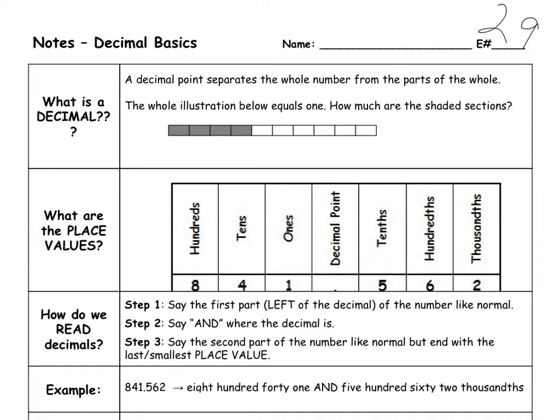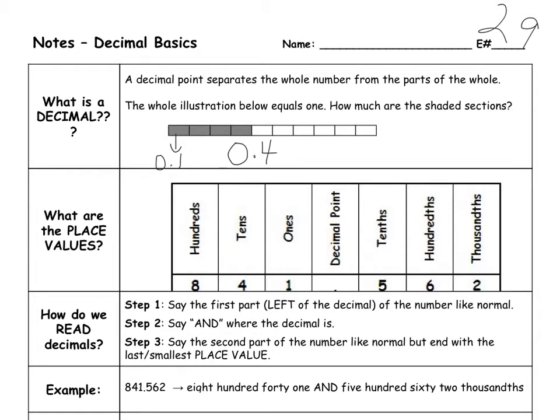How much are the shaded sections? So we ask, how many parts are in this whole? We have 1, 2, 3, 4, 5, 6, 7, 8, 9, 10 parts. So each one of these is 1/10. So if each one of those is 1/10, and 4 of them are shaded, that means 4/10 are going to be shaded.